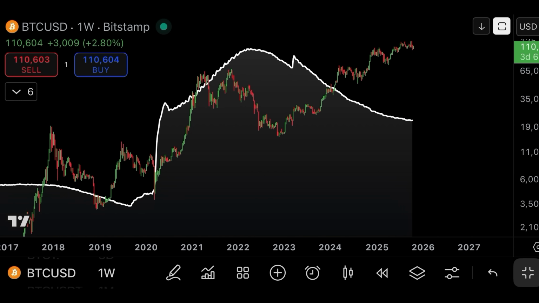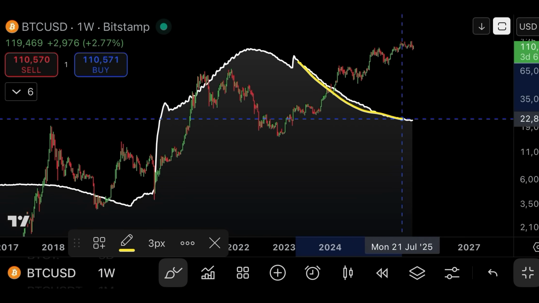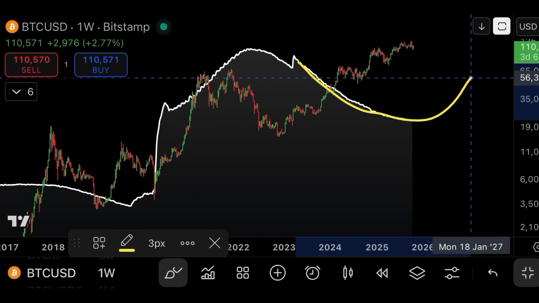So QT, which is the reduction of the assets, according to JP Morgan, should be ending next week, meaning that in the next few months, we could start seeing the Fed slowly start to accumulate assets to its balance sheet.